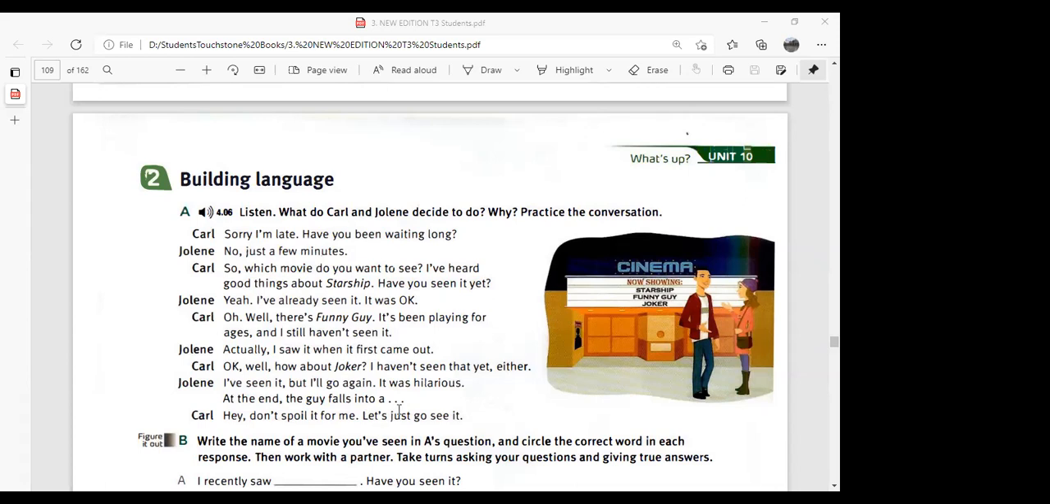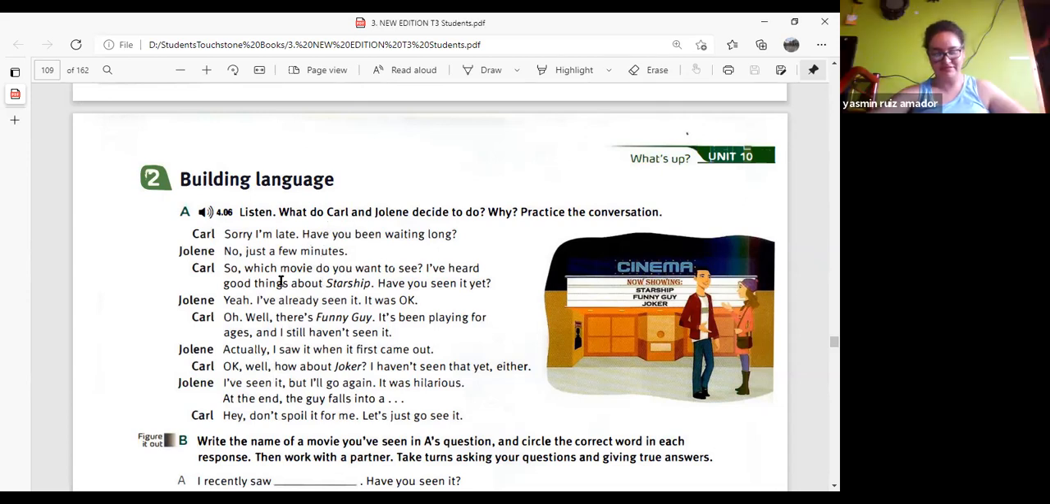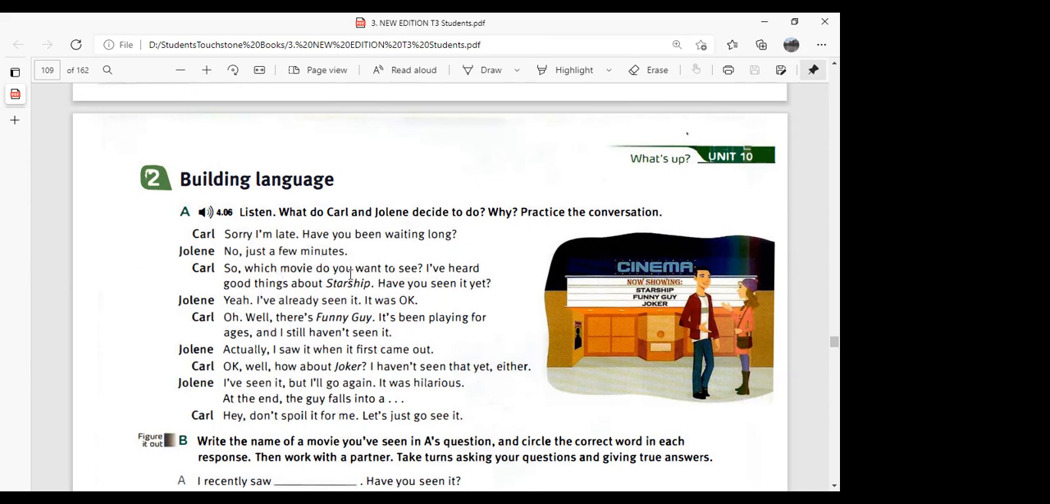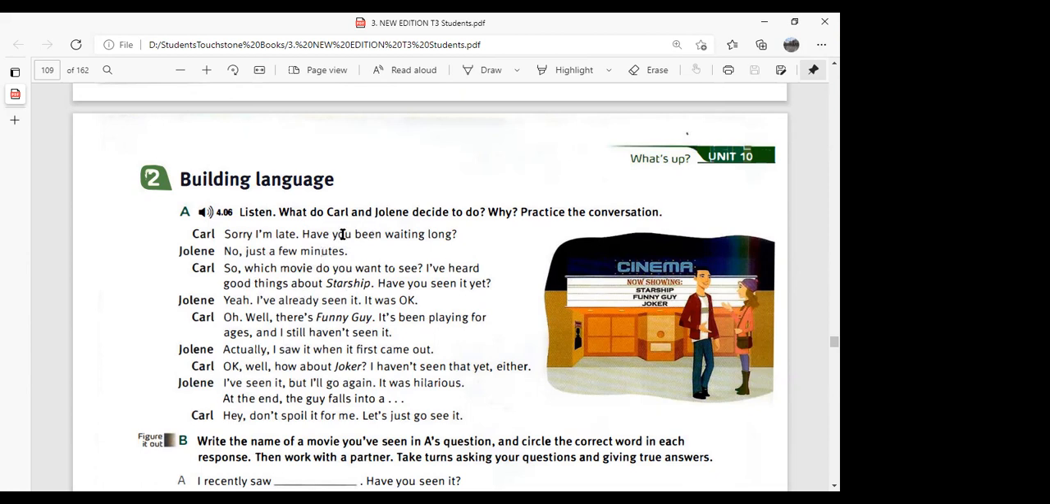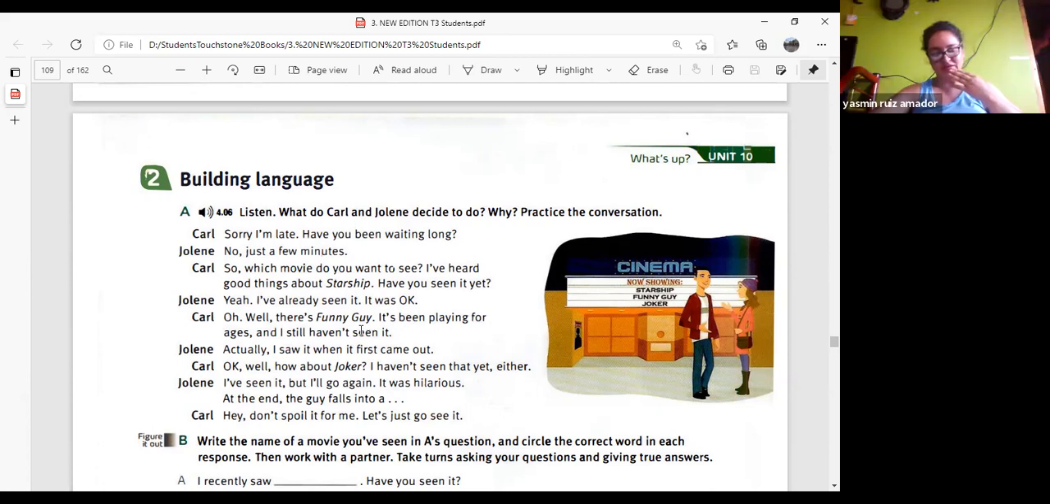All right, they're good. Do you understand the conversation? Yes, teacher. All right, first question is easy. Where are they now? Are they outside the cinema or inside the cinema? Outside, teacher. They are outside waiting. They're outside, okay. In the discussion, which is the first movie, the first choice? What movie? Starship. Starship, right?